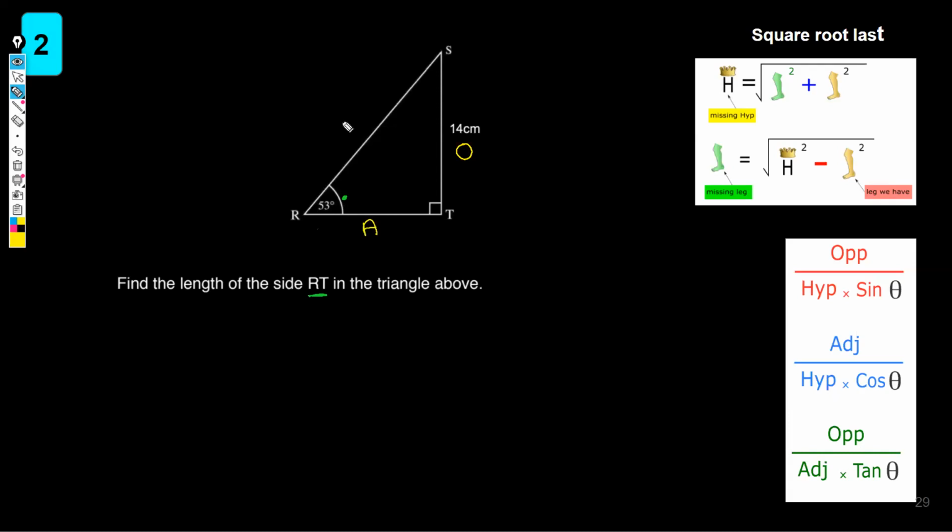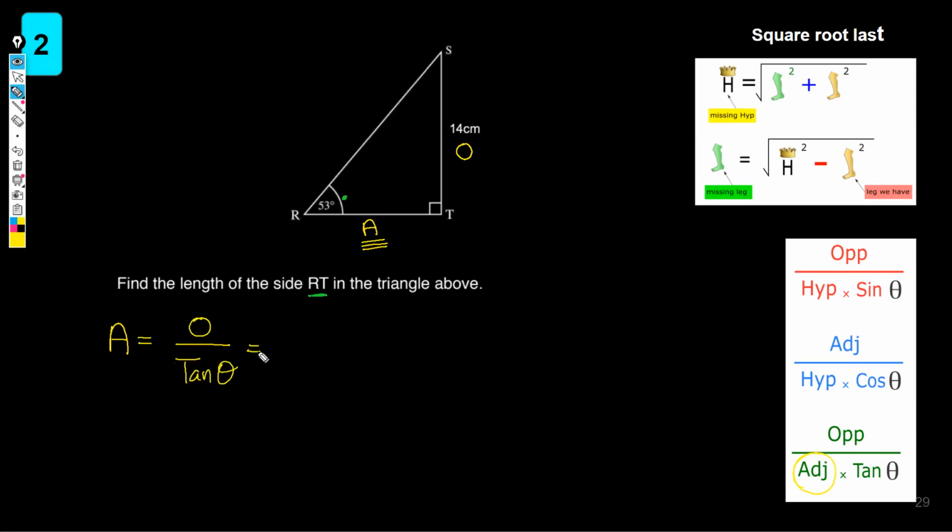The hypotenuse has nothing to do with this question because they gave you the opposite and want you to find the length of the adjacent. O and A is tan, opposite over adjacent. Now remember, they want you to find the adjacent side. So how do you find adjacent? Adjacent is opposite divided by tan theta. All right. So check it back, the adjacent side is opposite divided by tan theta.